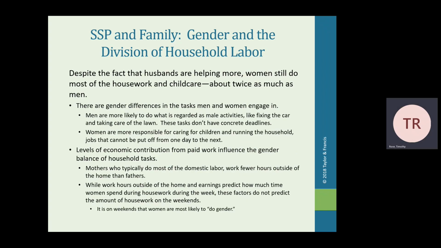So, second slide. Despite the fact that husbands are helping more, women typically still do more. This is on average. Again, this is probabilistic, not deterministic. Finding a single exception to this pattern does not invalidate this pattern, nor does this pattern say that this is exactly how you are. This is saying that on average, the average situation is like this. So on average, women do about twice as much housework and childcare as men. That's the pattern.